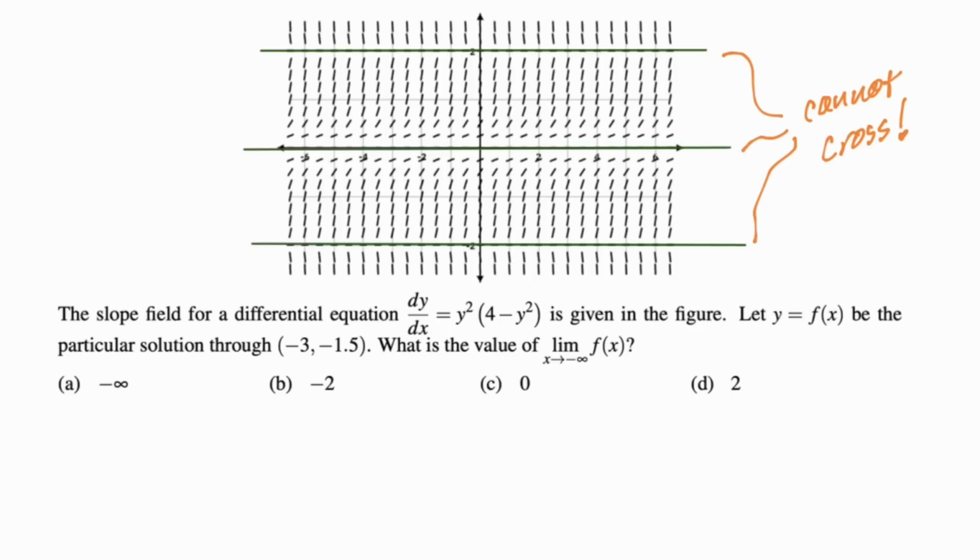Let y equals f of x be the particular solution through (-3, -1.5). What is the value of the limit as x approaches negative infinity of f of x? Let's just sketch it. If we start down here, we are actually trapped between two of these horizontal lines, right? If you go to infinity, you're going to approach y equals 0. If you go to negative infinity, you're going to approach y equals negative 2. And that's just the answer to the question.